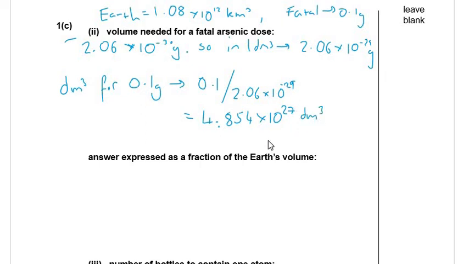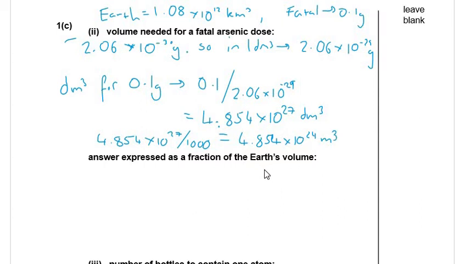Now, in the question, they asked us to express this as metres cubed, and we should hopefully know that a metre cubed is 1,000 times larger than a decimetre cubed. So if we do 4.854 times 10 to the 27 over 1,000, we should hopefully see that this is 4.854 times 10 to the 24 metres cubed. So that's the first part of the question done.